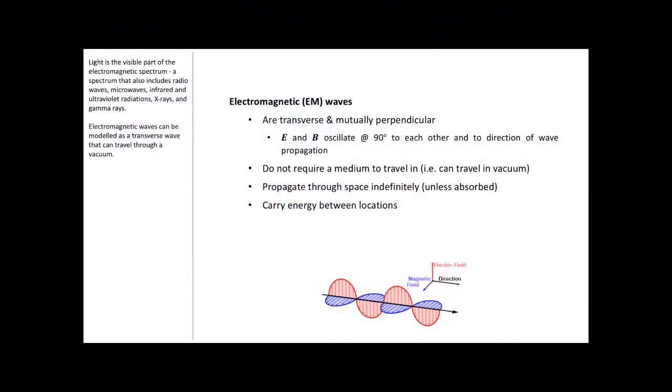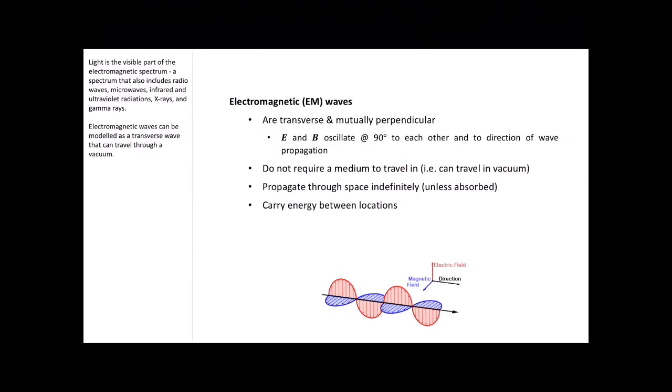So just a couple of learning intentions for this video. Light is the visible part of the electromagnetic spectrum, a spectrum that also includes radio waves, microwaves, infrared and ultraviolet radiations, X-rays and gamma rays, and electromagnetic waves can be modelled as a transverse wave that can travel through a vacuum. There's no specific success criteria for this video that we haven't already covered. It's just an extension of what we have covered, as well as information that's necessary to understand our study of light.